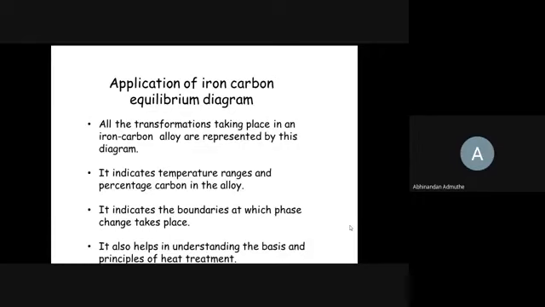It indicates temperature ranges and percentage carbon in the alloy. It indicates the boundaries at which phase changes take place. It also helps in understanding the basis and principles of heat treatment. So the applications of iron carbon diagrams are very important. The last application, as far as our topic is concerned, is very important.